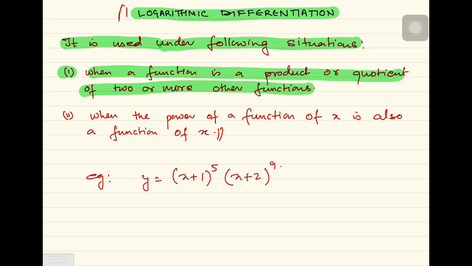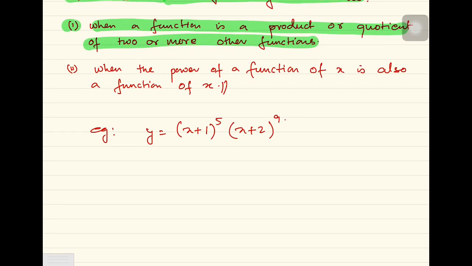If you have this, then you know how to differentiate this. You could have differentiated this by using product rule as well. But the easier way would be when we use log both sides. If you take logarithms both sides, then you take log of (x + 1) to the power 5, (x + 2) to the power 9.